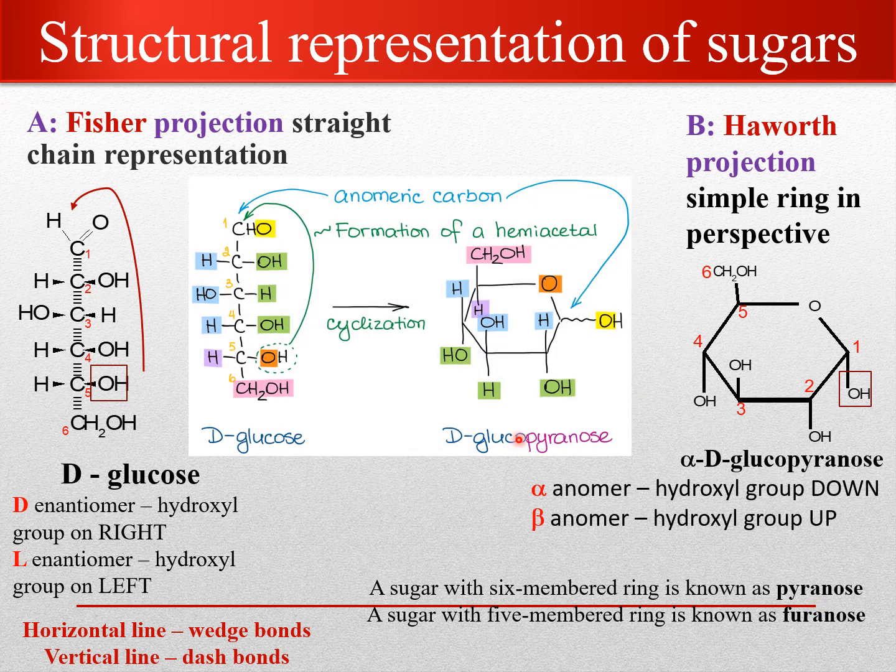This is just to give you an idea how the C5 carbon gets connected to the C1 and forms this anomeric carbon, whose OH could be downwards or upwards. If it's downwards, then it's alpha-D-glucopyranose.